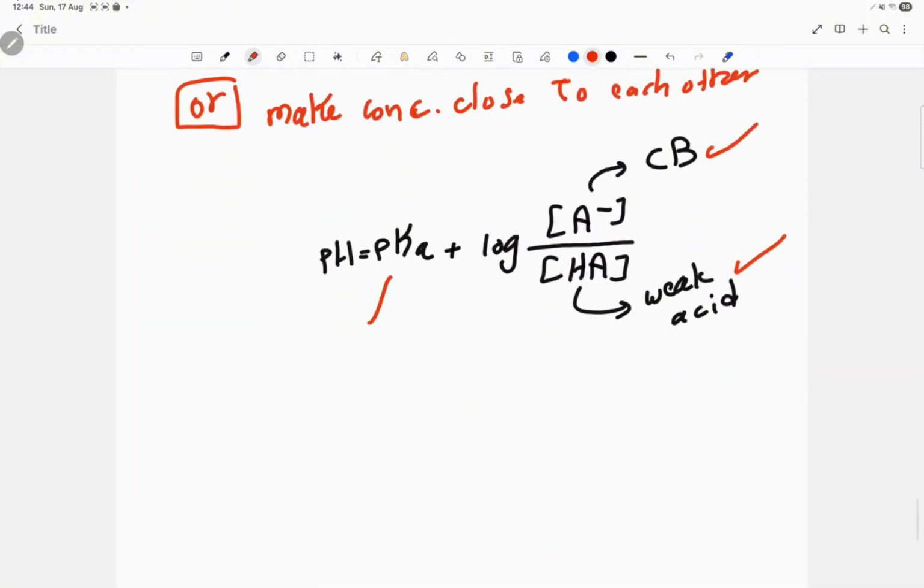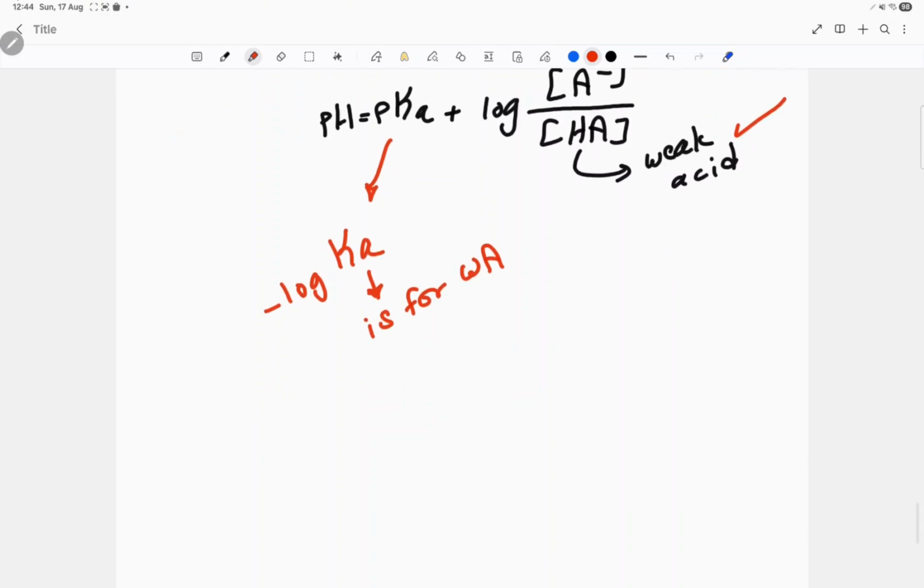And of course, pKa is equal to the negative log of Ka. You know what that is, Ka? It's called the acid dissociation constant. Ka is for a weak acid. Each weak acid has its own Ka. Okay. Ready for some problems?